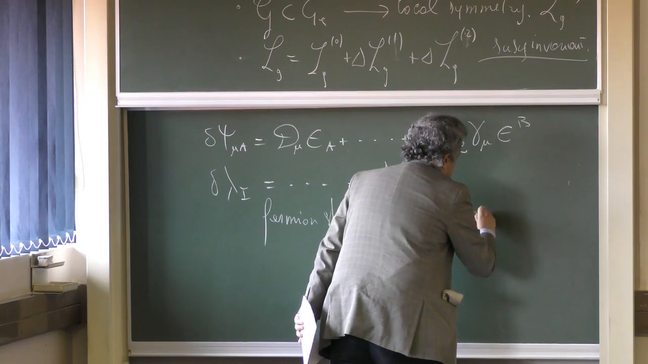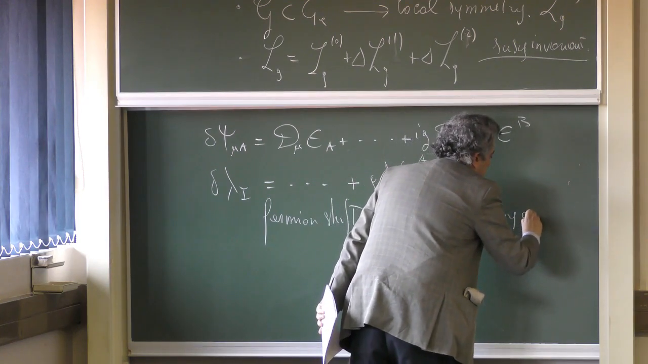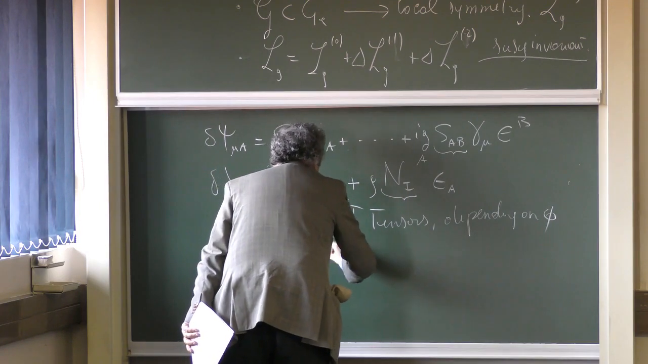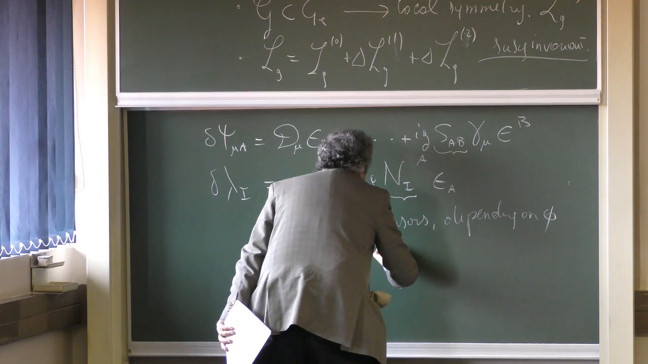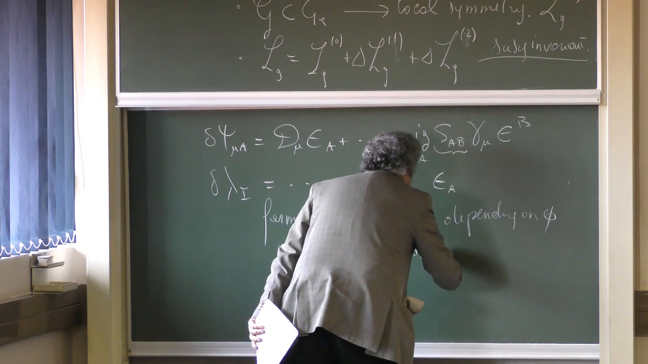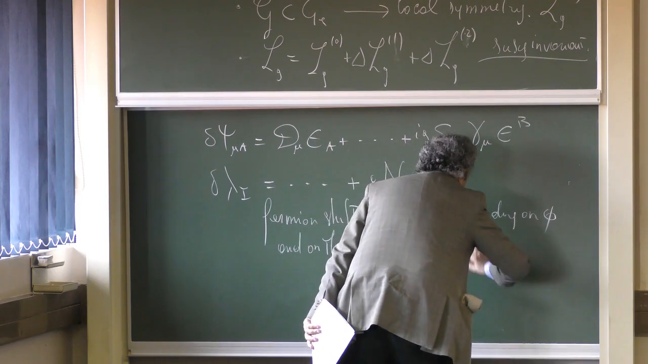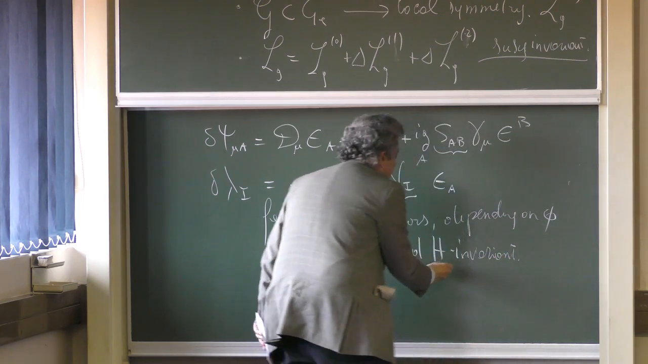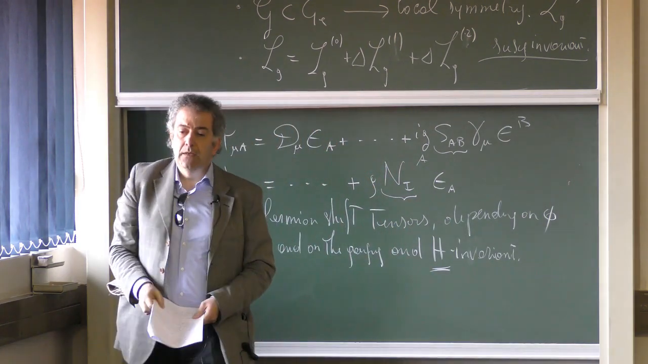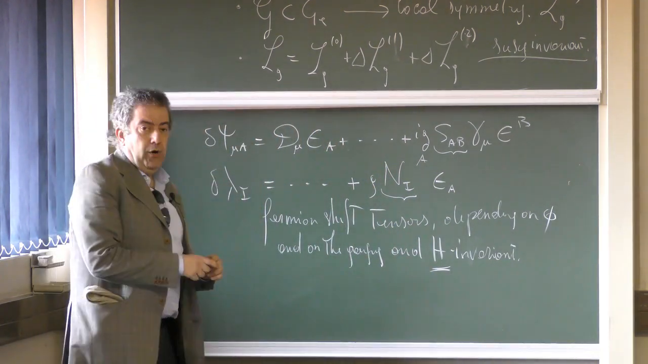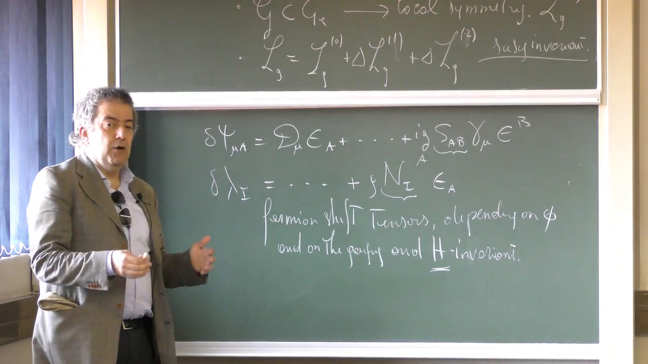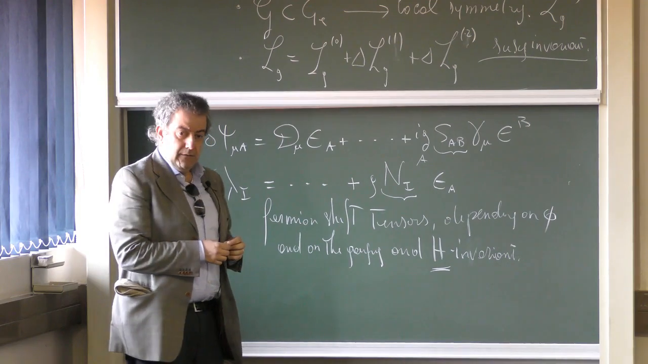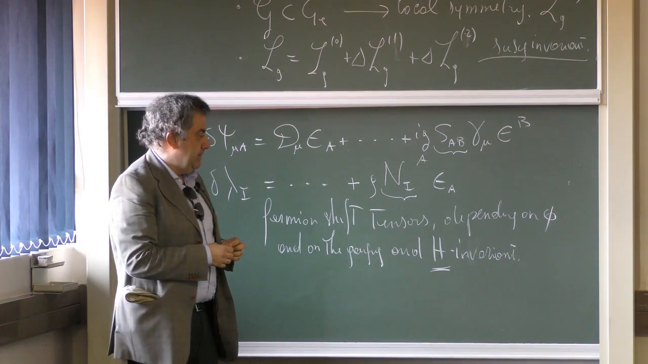Depending on φ and on the gauge group, and H invariant, that is invariant under the isotropy group of the scalar manifold, which is the maximal compact subgroup of our global symmetry group G.